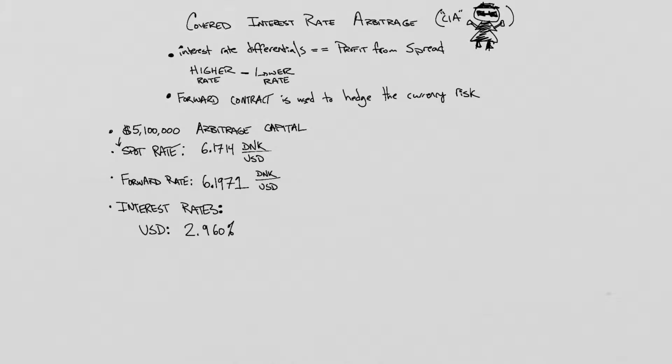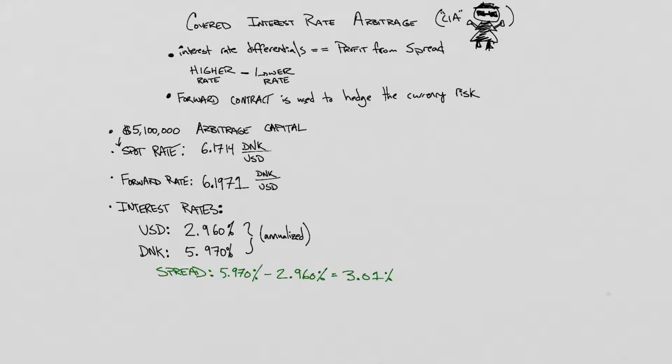The next thing we need are interest rates. It's 2.96% for the US and 5.97% for the kroner. These figures are both already annualized. Notice that the spread between the higher rate and the lower rate is 3.01%. And if the exchange rate didn't change, this is the profit, the percentage profit on our original investment that we would receive. But since they do change, we're going to use a forward contract to hedge away that risk.